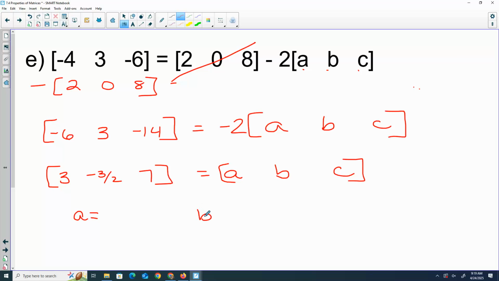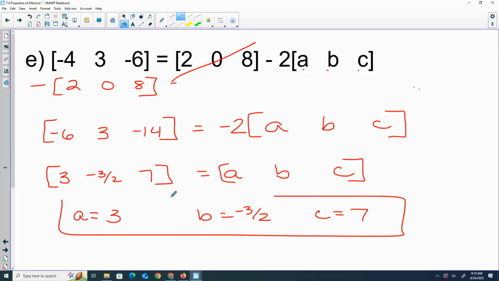So what is A? 3. B is, and C, 7. Right, so I might ask you to solve for an entire matrix, or I just might ask for a certain variable within a matrix. Idea is the same, like solving the equation.